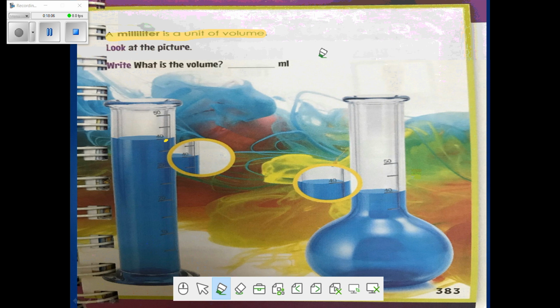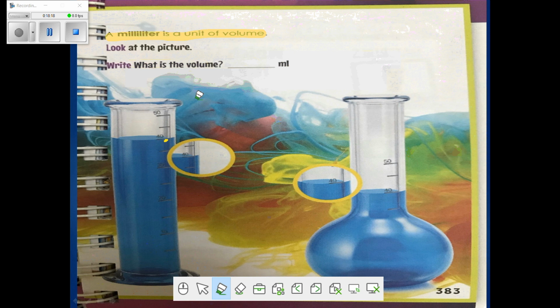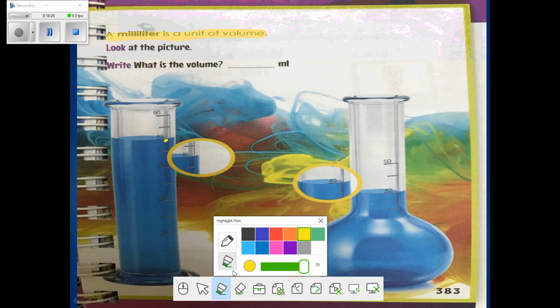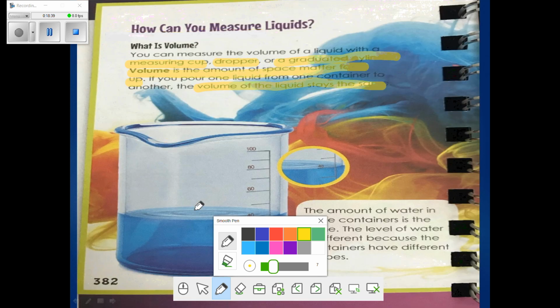What is the unit of volume? Milliliter. But look at the picture. Here and here and here. Look at the picture. What is the volume? And they wrote the unit. The volume is 40 milliliter. So the volume is 40 milliliter. Okay?